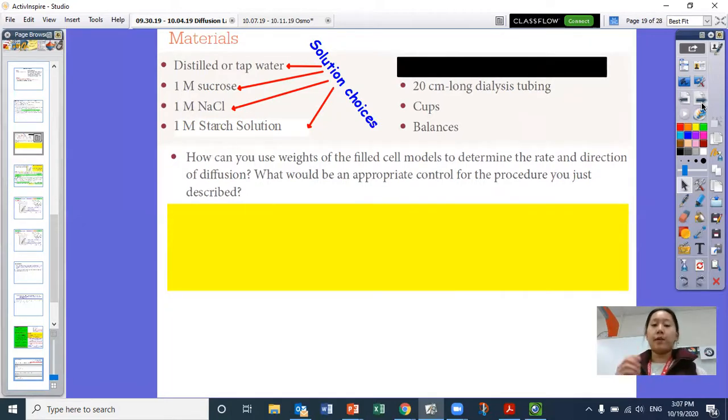How can you use the weights of the filled cell models to determine the rate and direction of diffusion? Well, if the tubing, the cell, weighs more at the end than it did in the beginning, that means something went into it that caused it to weigh more. The contents increased, so you're going to think about osmosis in that respect. And if you weigh the cell before and the cell after actually weighs lighter than before, that means something left the cell. So we're going to think about osmosis and what is leaving the cell, and the contents have decreased, so it weighs less.